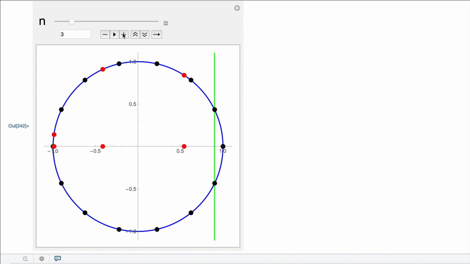I let n increase, and I do see that once I get to n equals 6, I am within epsilon of 1. The value of cosine of 6 is greater than 1 minus 0.1, greater than 0.9.